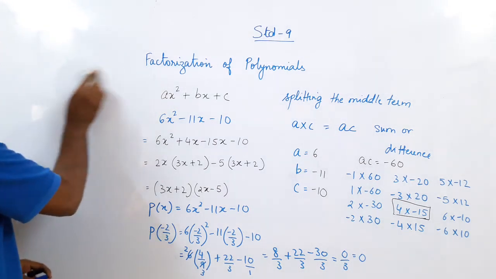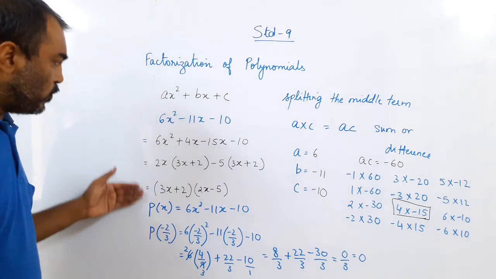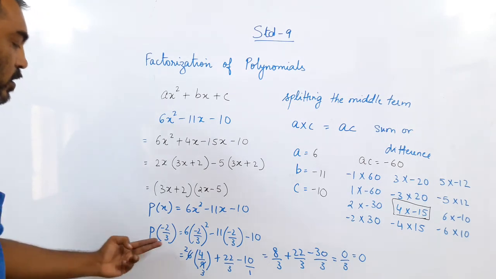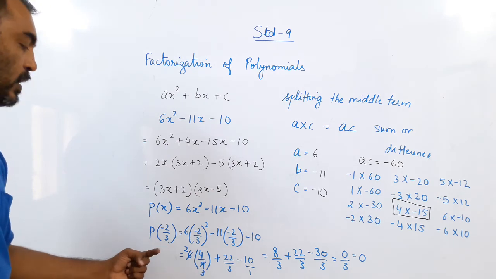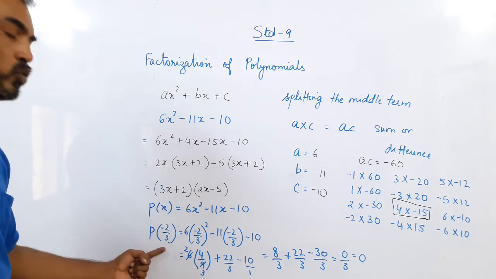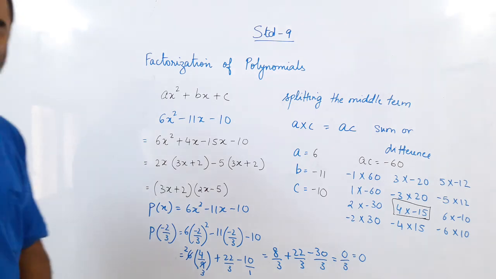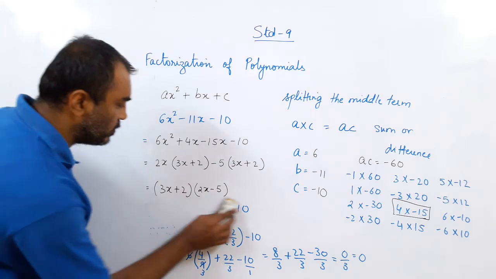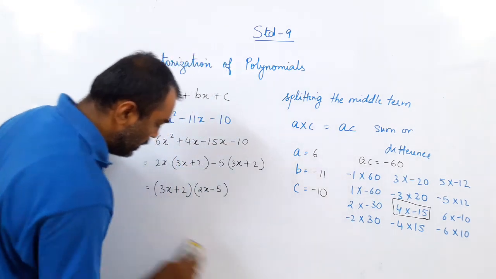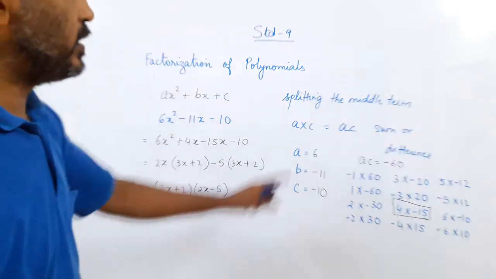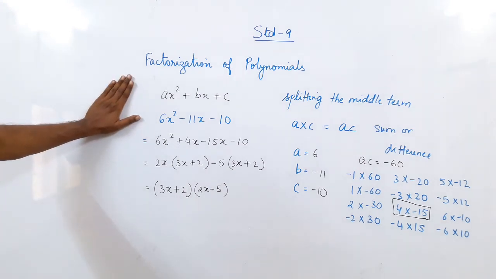Now imagine this. If you were doing this sum by trial and error method, you would try 1, minus 1, 2, minus 2, 1 upon 3, minus 1 upon 3, 2 upon 3, minus 2 upon 3, then 2 upon 5, minus 2 upon 5, there are so many numbers you have to try. So, we do not use this method. Trial and error method is a very long method. Now since we have a direct method called splitting the middle term, we use splitting the middle term. So this is only for the revision.